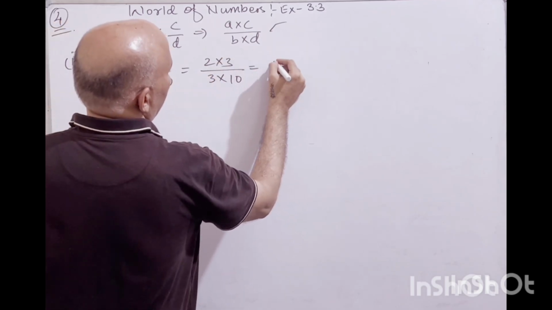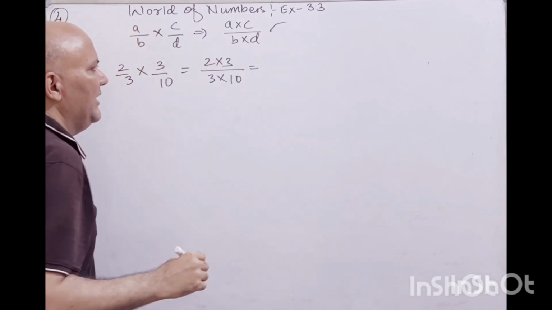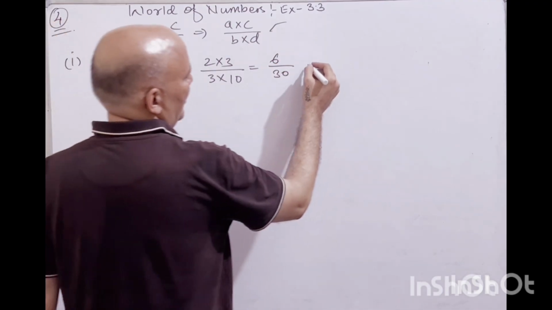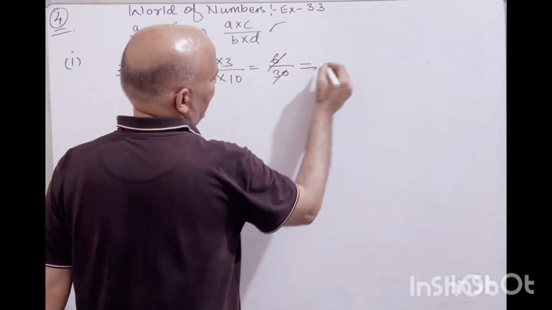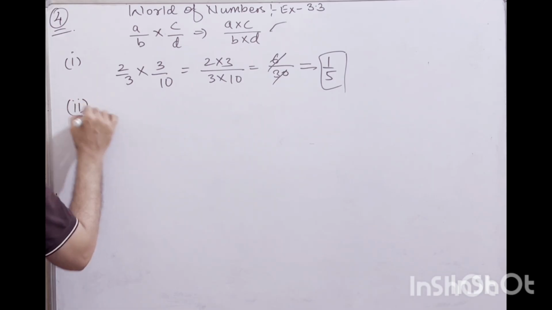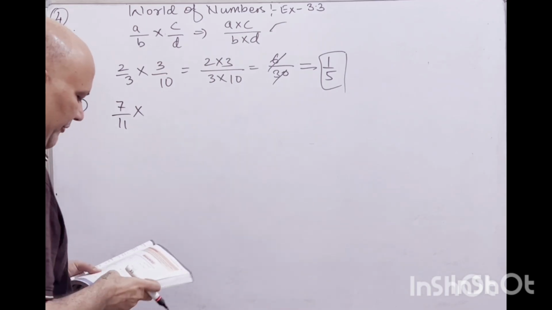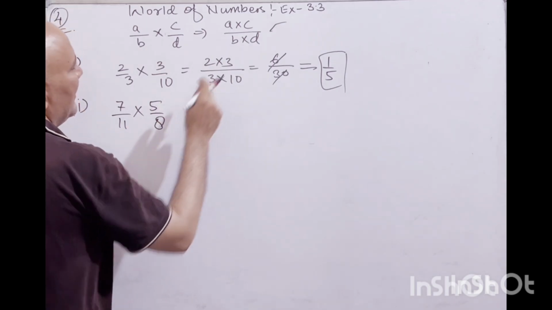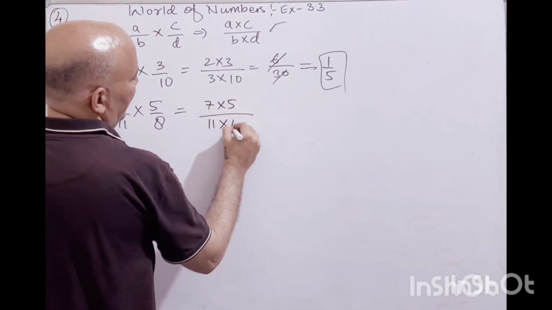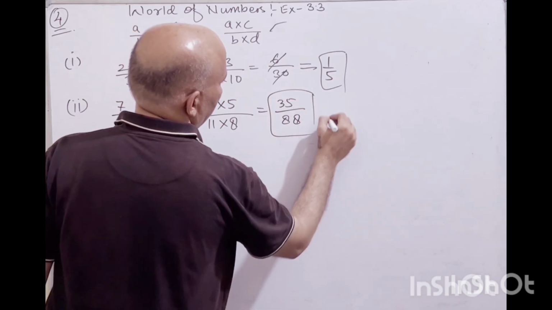We can rationalize also, but we will take it later. So 6 upon 30, or if you want to make it short and simplify, the answer would be 1 by 5. Second, 7 by 11 multiplied by 5 by 8. Numerator multiply, denominator multiply: 35 upon 88. So this is your answer.